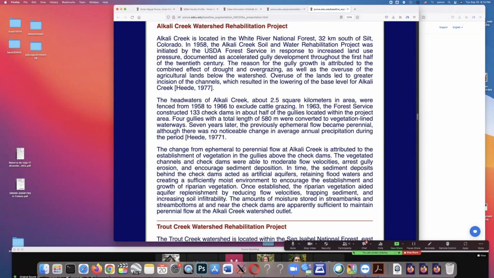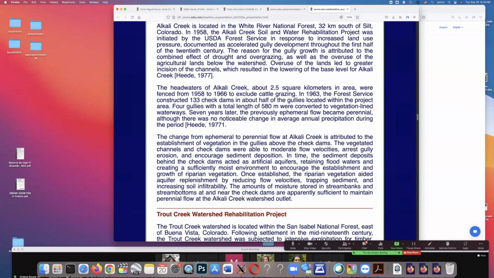And they fixed the problem. After a few years, the whole thing died down, and now it's completely fixed. I actually visited Alkali Creek in 1989 and took a lot of pictures and was able to verify that the Forest Service has done its job in controlling the sediment movement in Alkali Creek.